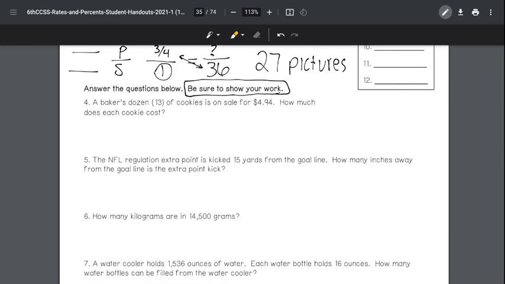Number 4, a baker's dozen, 13, of cookies is on sale for $4.94. How much does each cookie cost? Money over cookies. I spent $4.94 for 13 cookies. But what if I only bought 1 cookie? Cross multiply and then take that answer and divide by 13. And you figure out that each cookie is going to cost you 38 cents.